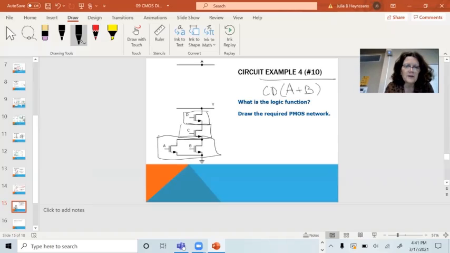So I'm going to have three parallel networks. One of them is going to be D. One of them is going to be C. And the other one was the parallel combination of A and B. So now this has got to be the series combination of A and B.